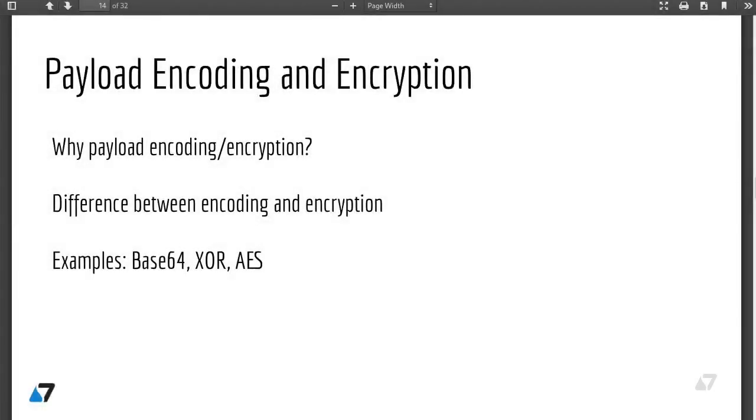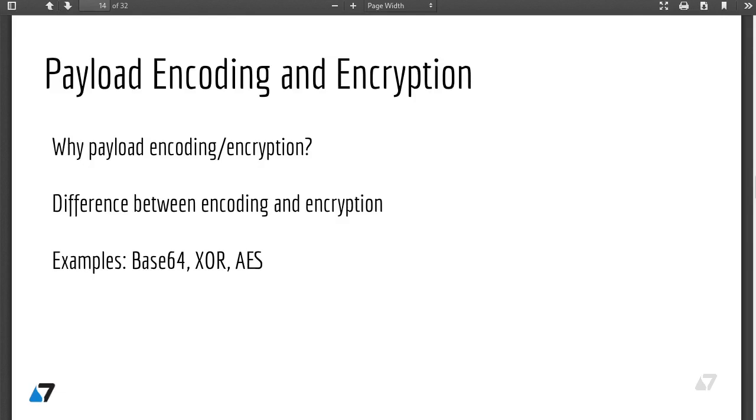Now let's talk about payload encoding and encryption. And first of all, why we want to encode or encrypt our payloads. The basic purpose of doing this is to hide your payloads from someone like an AV engine or a reverse engineer so that she or he cannot easily identify your payloads using binary matching or easy string pattern seeking.